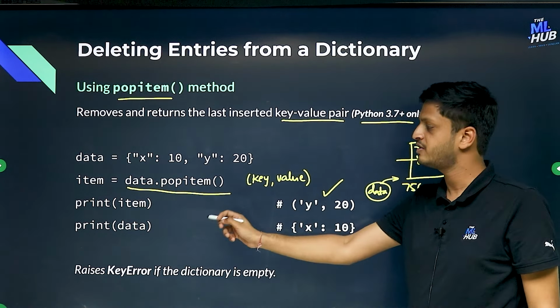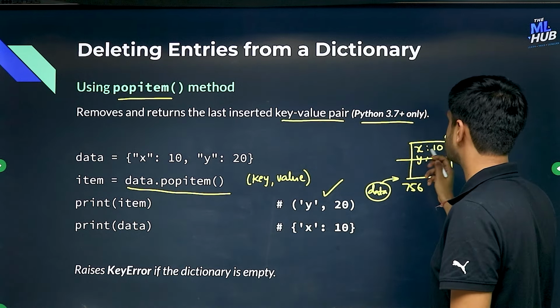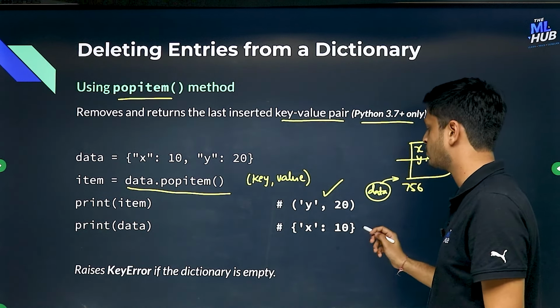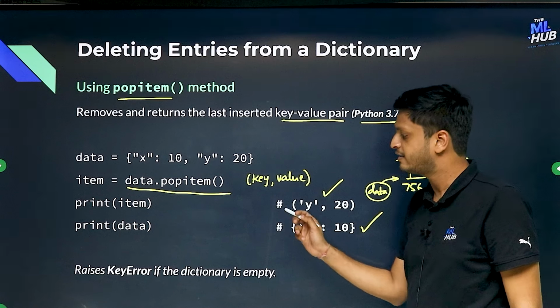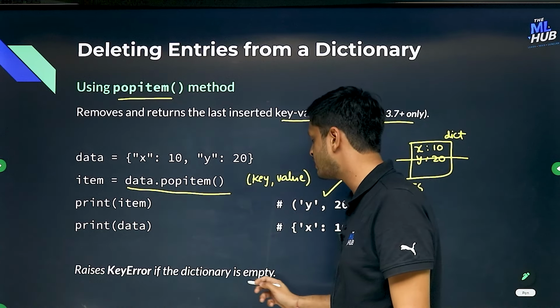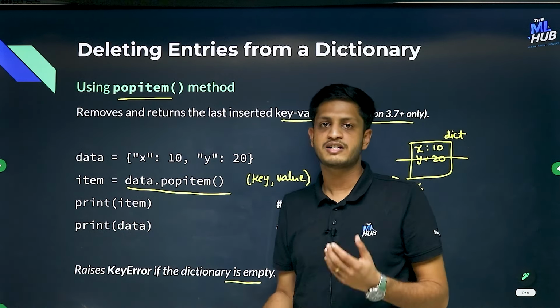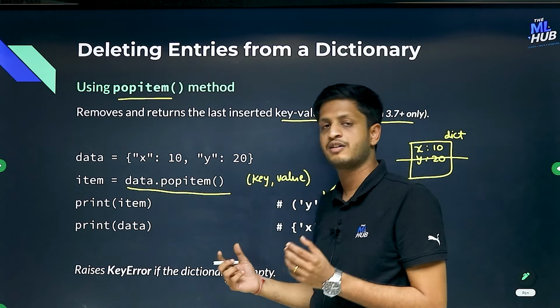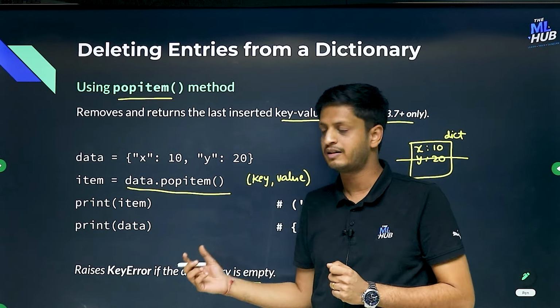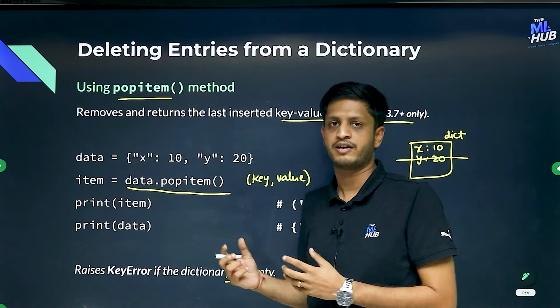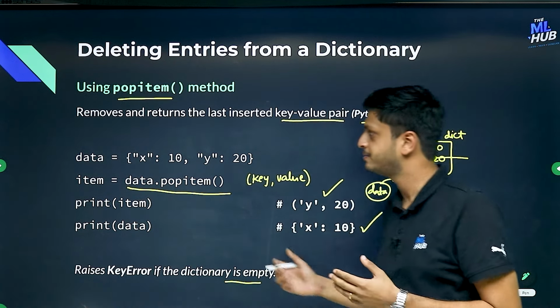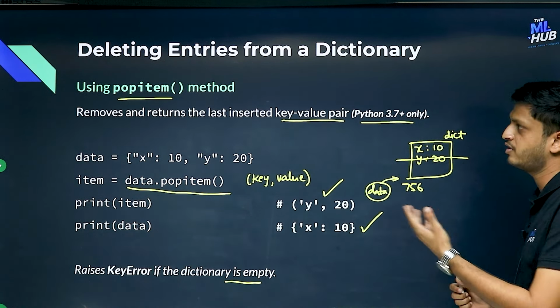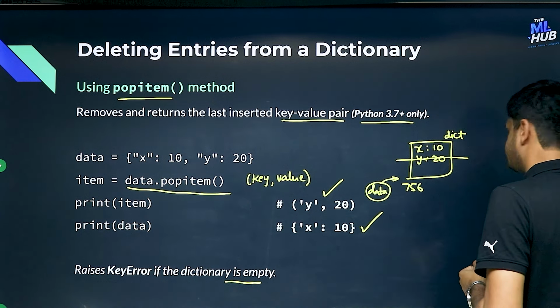And if you print data, which is the dictionary now, it only contains a single key value pair, x10. So that will be printed. And this one will raise a key error if the dictionary is empty, because if the dictionary is empty, there is no item to delete. So you must check it first. If the dictionary is empty, you cannot run this command. It will give you an error because there is nothing to delete. Okay. So this is how the popitem function works in dictionaries.